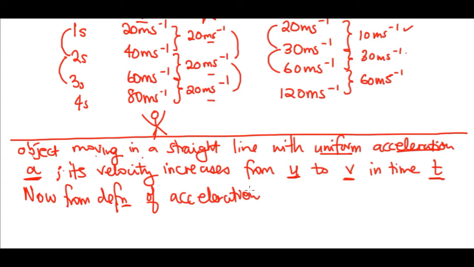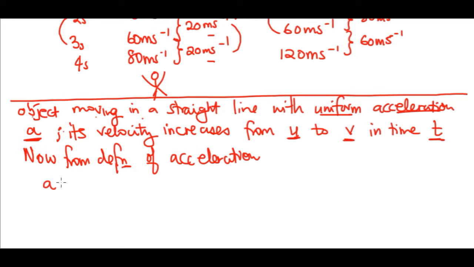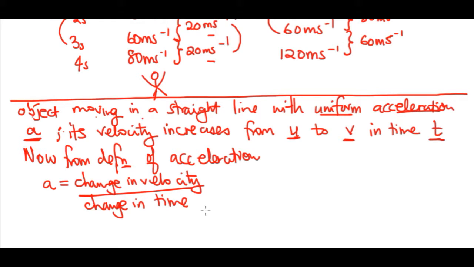We know that from the definition of acceleration, our a is given by change in velocity over change in time. Remember, change in velocity over change in time. Straightforward stuff, right? My change in velocity is just going to be the final velocity minus the initial velocity. We said the velocity increased from u to v. So this is the final velocity v, and it's going to be final minus where it started from, which is u.